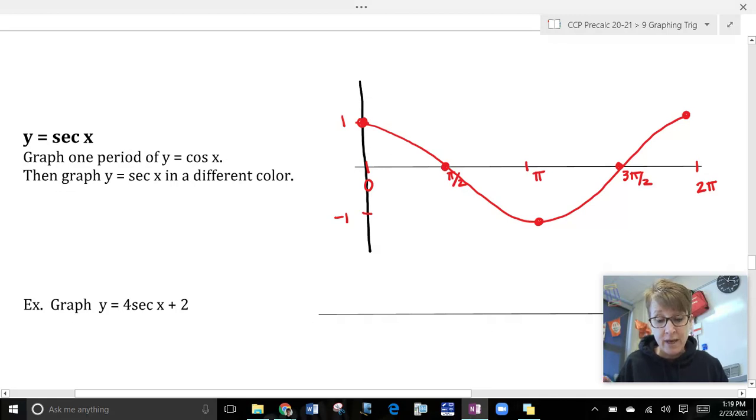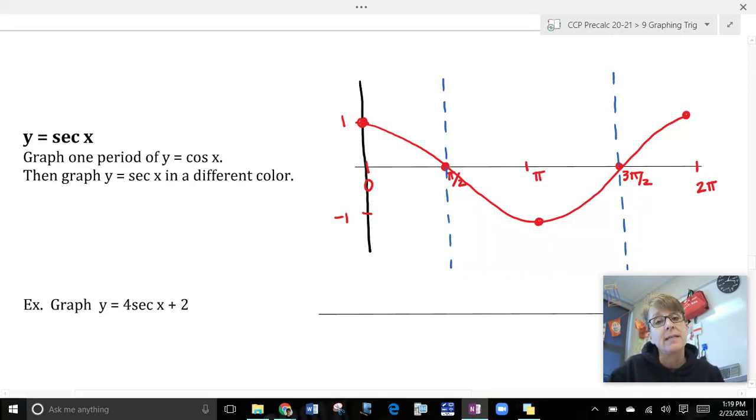And that's going to happen again here. Cosine is 0 at pi over 2. If we think about the reciprocal of that number 0, it's undefined. So where cosine is at 0, secant's going to have an asymptote. Okay. Now, as we move these cosines around, basically anytime cosine is on the midline, that's where we're going to have an asymptote for secant. So it's not just because it's 0, it's anywhere we're on the midline.